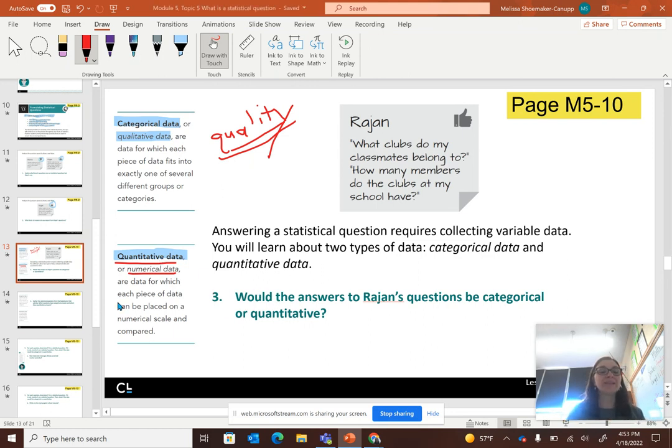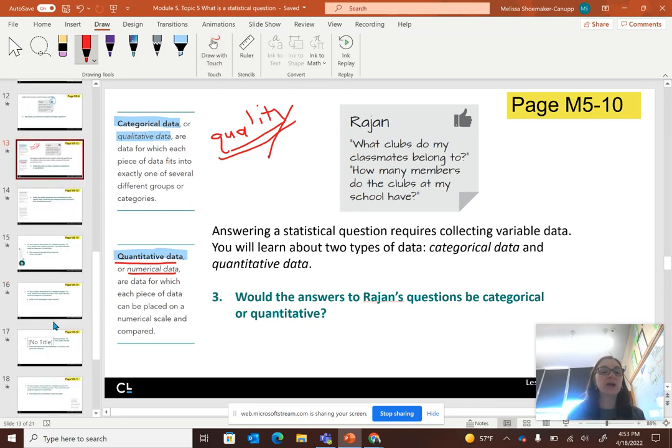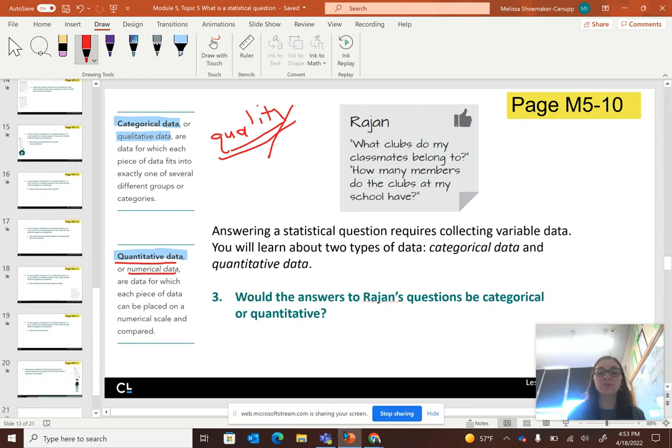Okay, that's our big ticket items for today. I don't want to overwhelm you. I have a practice worksheet of some questions that you can look at for practice. So let me know when you get done with this and we'll take it from there.